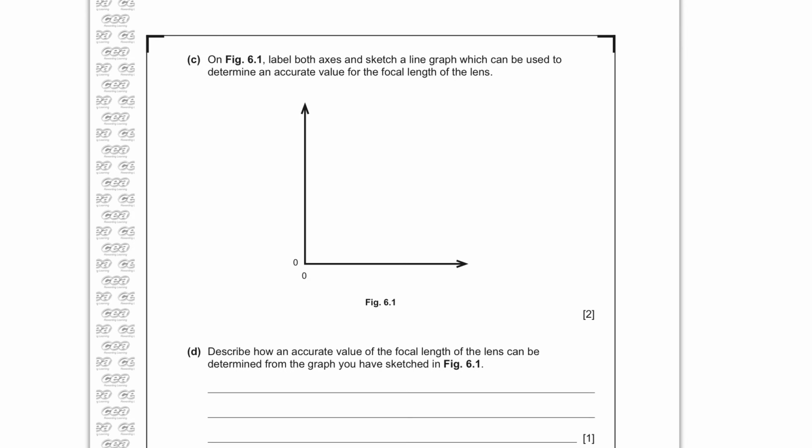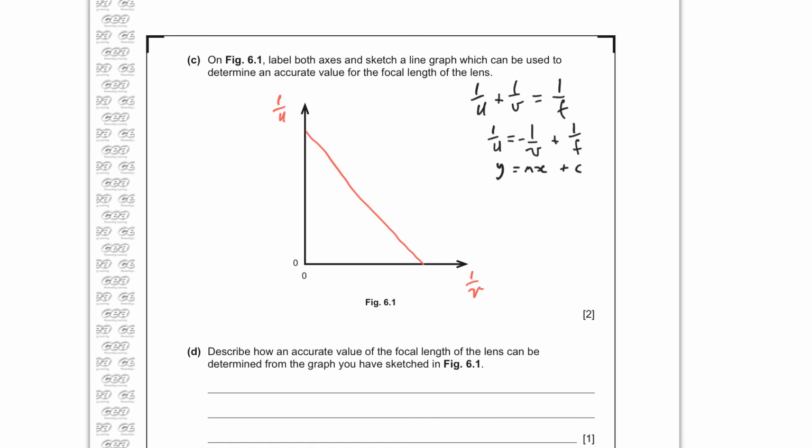Okay, so label both axes and sketch a line graph which can be used to determine an accurate value for the focal length of the lens. So we have u and v values, and the best way to do this is to think about the lens equation. So if we are going to plot 1 over u and 1 over v, then you'll get something like that. And since this is in the form of y equals mx plus c, we're going to get something with a negative gradient when we do this. So you're going to get a graph like that.